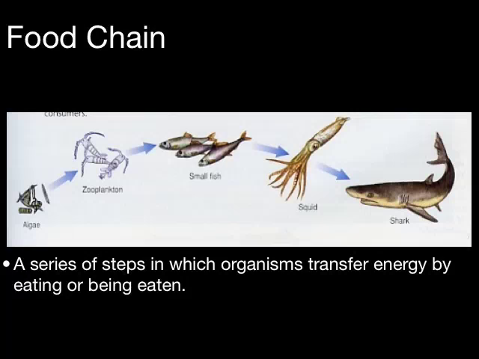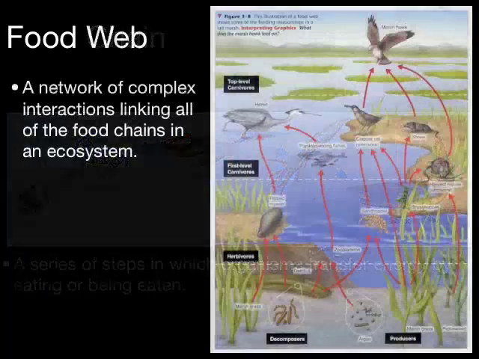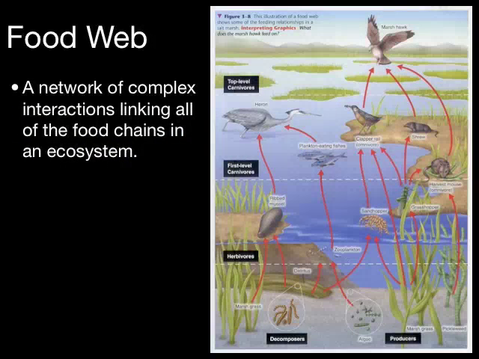A food chain, remember, is a series of steps in which organisms transfer energy by eating or being eaten. In this food chain, we have algae, which is a producer, being eaten by zooplankton, then small fish, then squid, and finally a shark. A food web is a network of complex interactions linking all of the food chains in an ecosystem. The structure of a food web depends on many different factors, some of them living, for instance the variety and number of organisms in a particular ecosystem, and non-living factors such as the weather, the biome, and the geographic area.